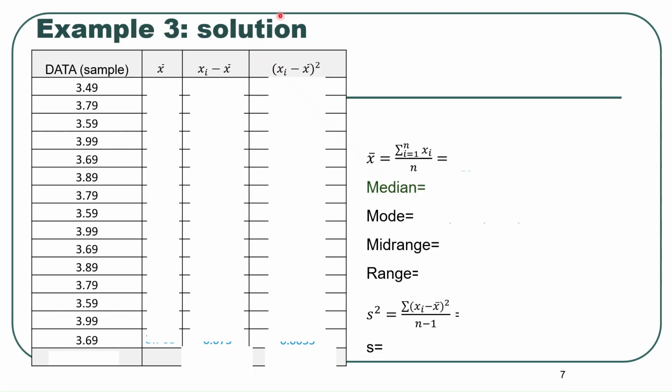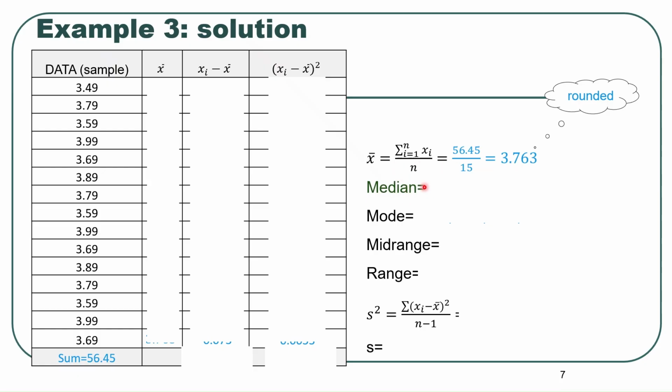I put my data again in a table and I need to calculate the sample mean. I need to add all of my data values. So this is the sum. Divide over 15 because I have 15 values. It's gonna give me that value. And this value is rounded, by the way, to 3 decimal places.